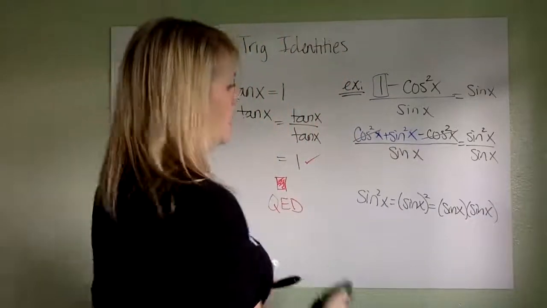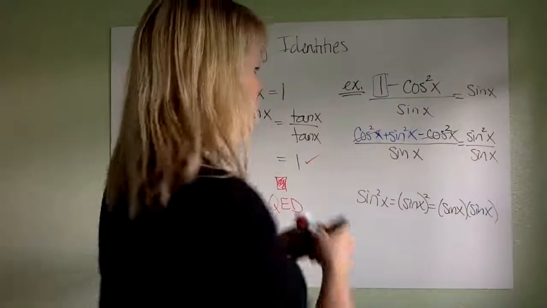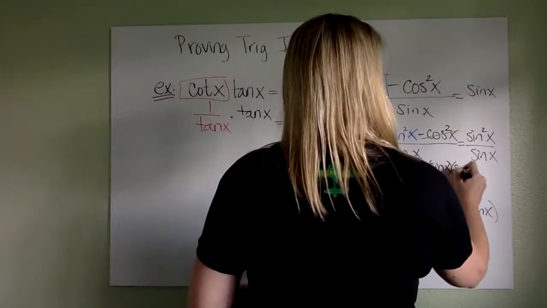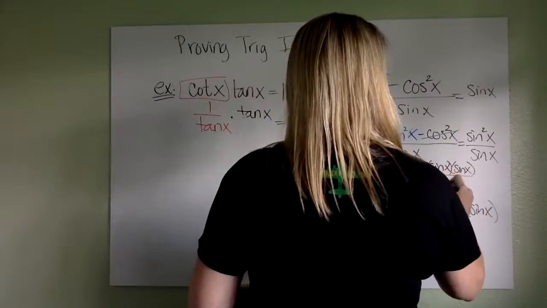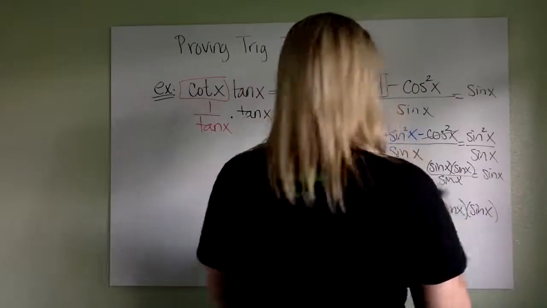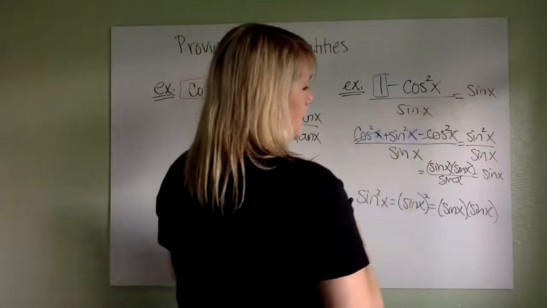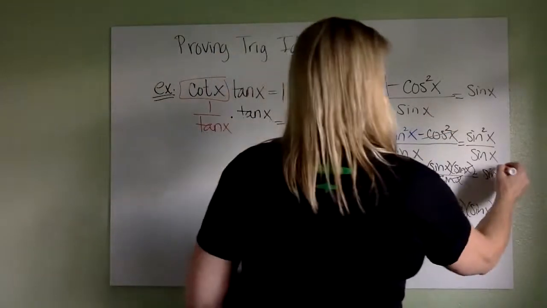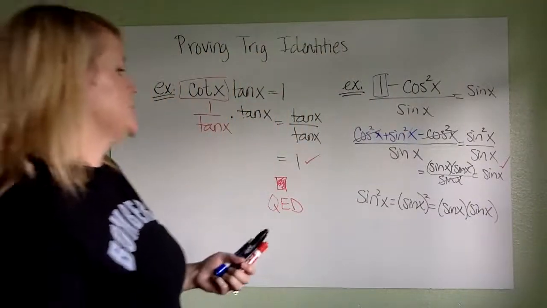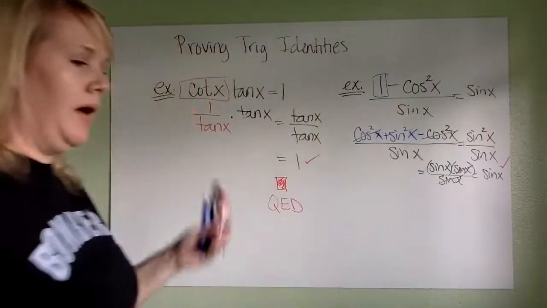Okay? So what I have right here is the sine of x times the sine of x over one of them, leaving me with just a sine. They cancel. So that's what I was looking for. I'm finished right there. I'm going to erase this. I'm going to put this up again in a second, after we do another problem.